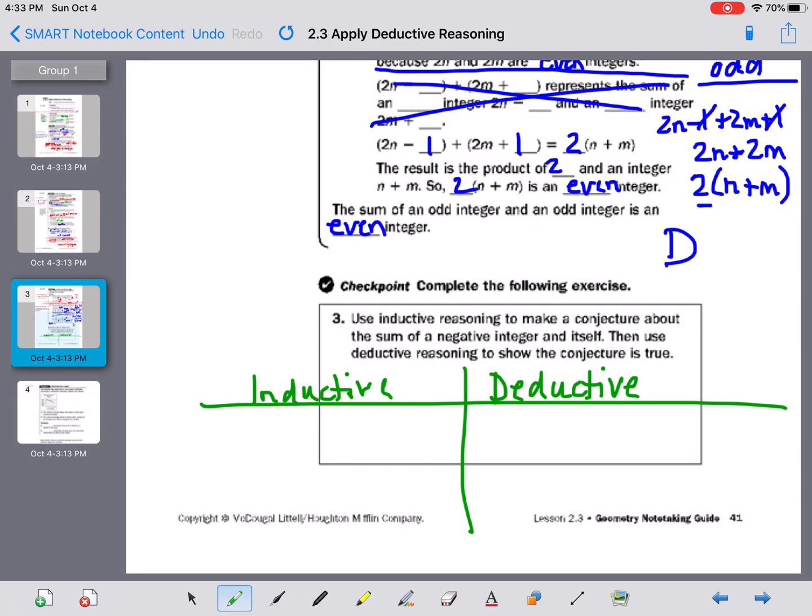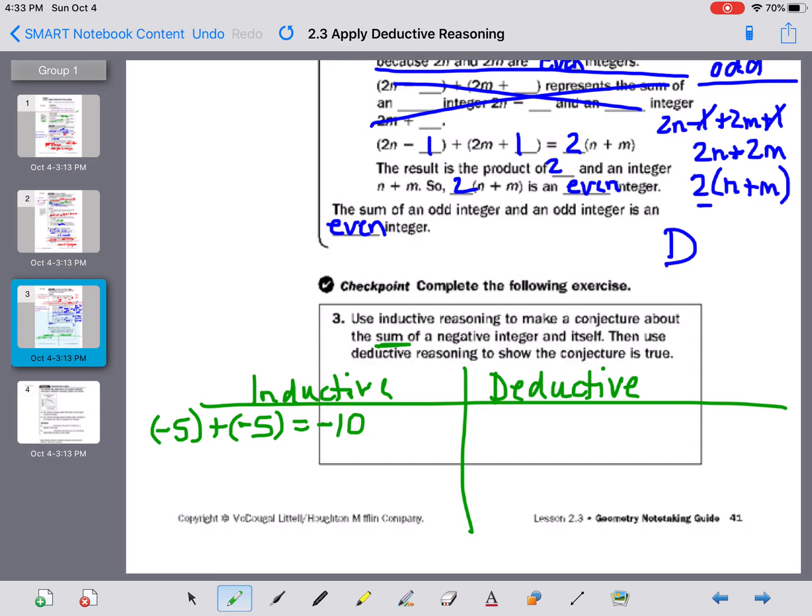It says use inductive reasoning to make a conjecture about the sum of a negative integer and itself. Then use deductive reasoning to show that your conjecture is true. So inductive means I need to find a pattern. I need to see something. So you're going to choose any negative integer you want, and we're going to add it to itself. All right, you want to try -5? We can do -5. -5 plus -5. We add it to itself, we get -10. That makes sense.